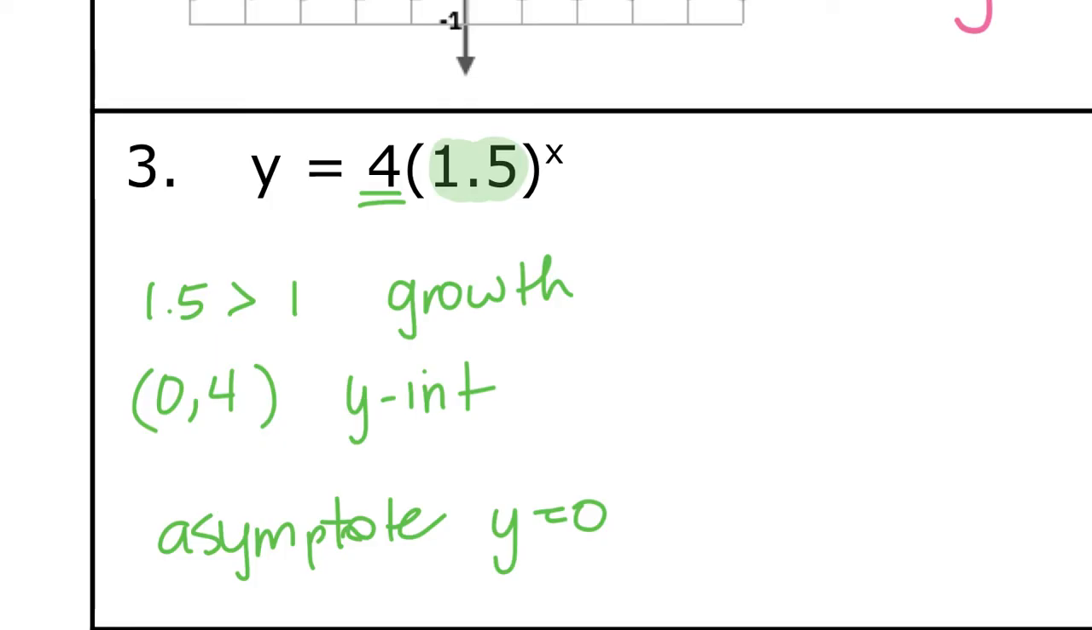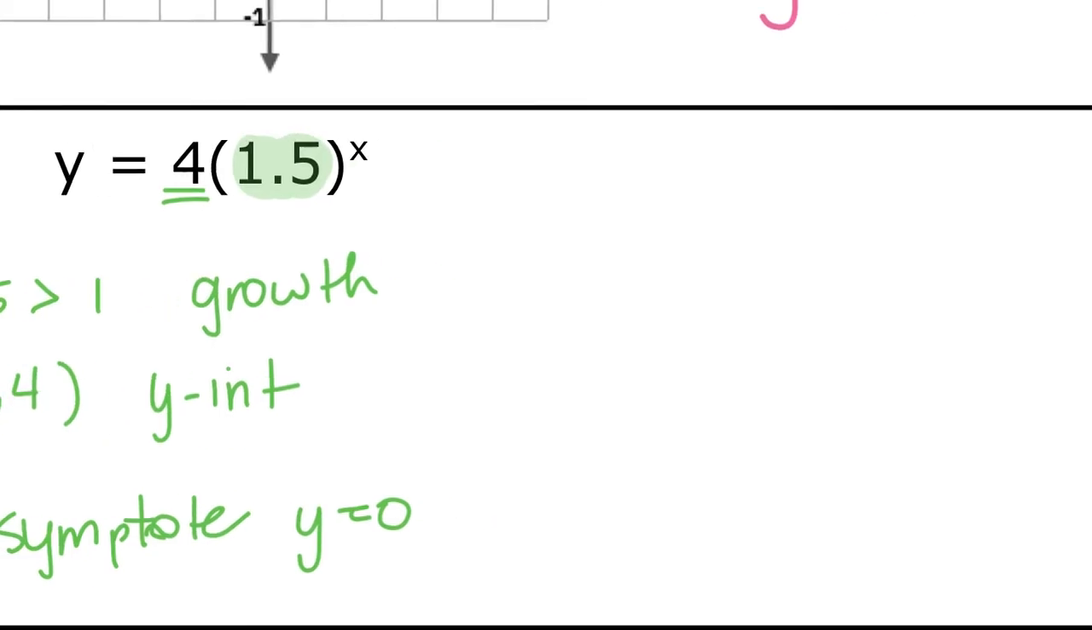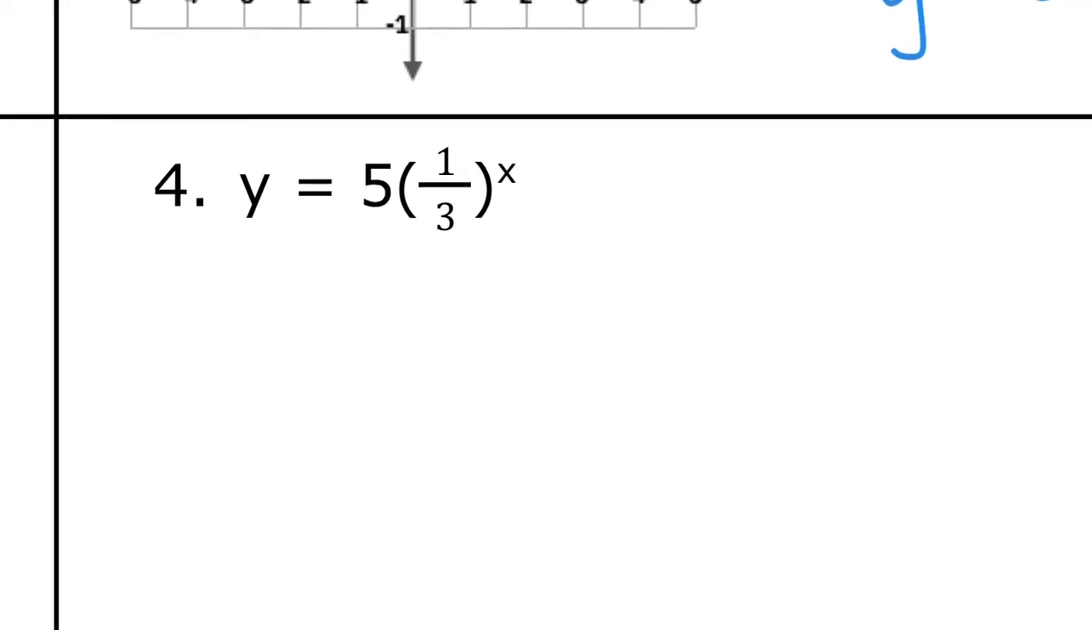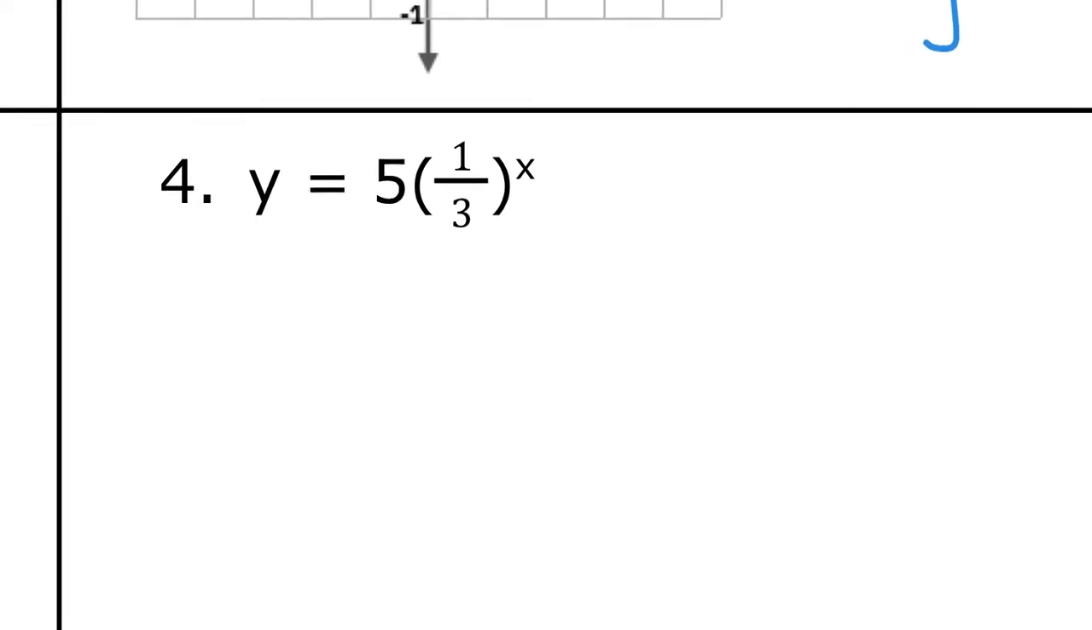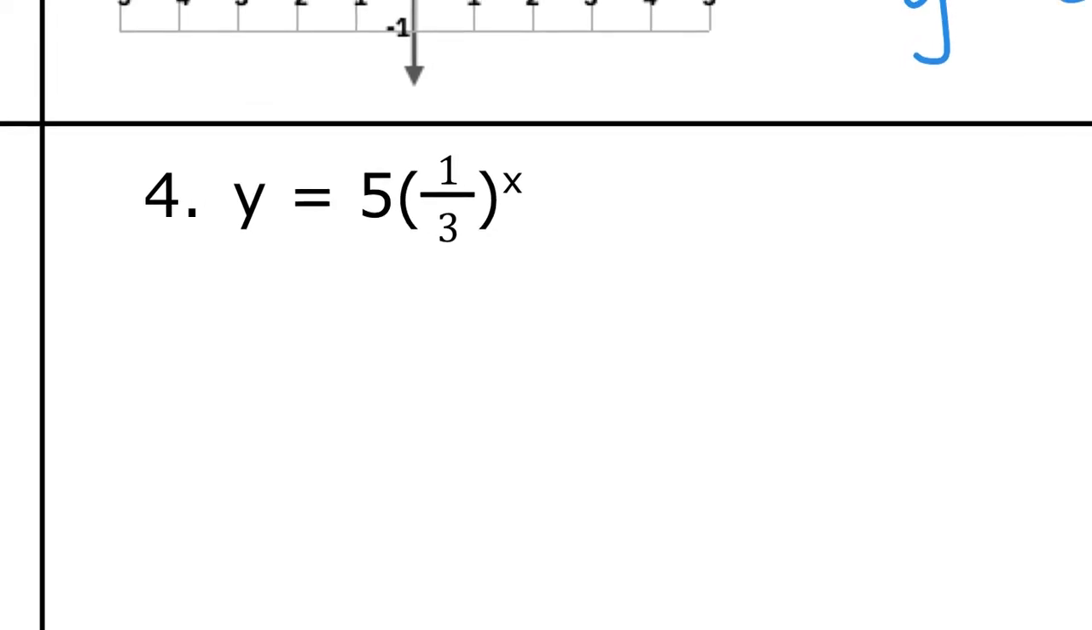Okay, so let's take a look at one last example. I have the function y equals 5 times, in parentheses, 1/3 to the x power. I'm going to actually do this one left to right instead. So starting with that 5, that's the y-intercept. So y-intercept at (0, 5).